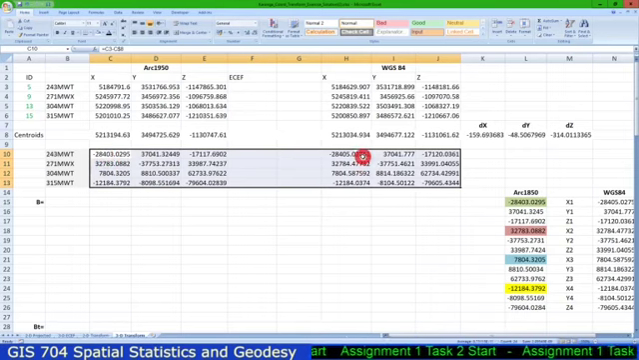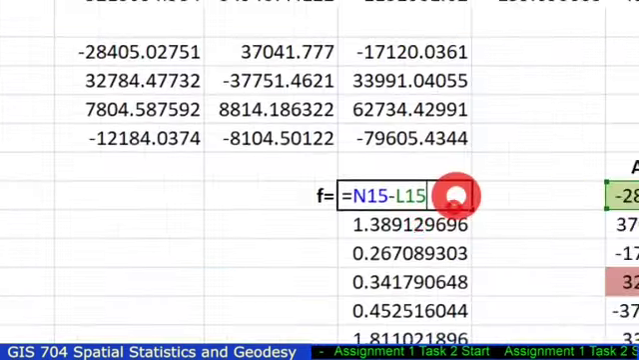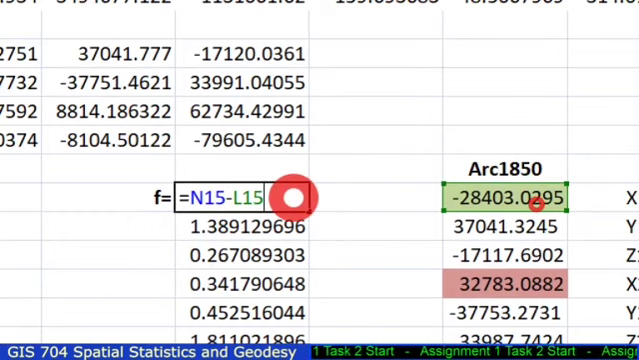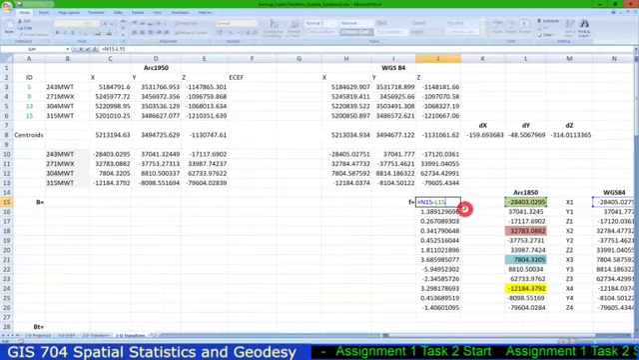You can see that one and that one are nearly the same, but there's a small difference which we calculate in our F. It's N15 minus L15, so it's that one minus that one. And the same for all the others. So that's your F matrix. That's the differences between the coordinates.